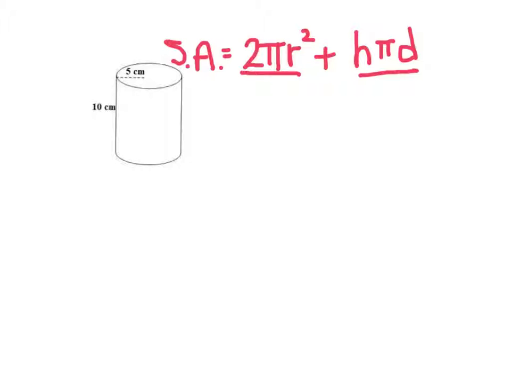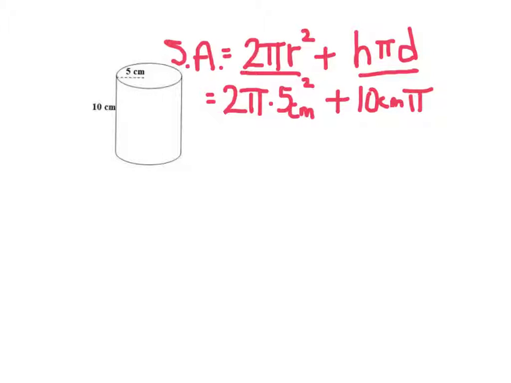Now let's substitute what we know. And I'm going to save pi for the very end. So I'm going to leave 2 and pi. Okay, radius squared. The radius is 5. So that's going to be 5 centimeters squared plus the height is 10 centimeters times pi, and then the diameter would be twice the radius, so that would also be 10.